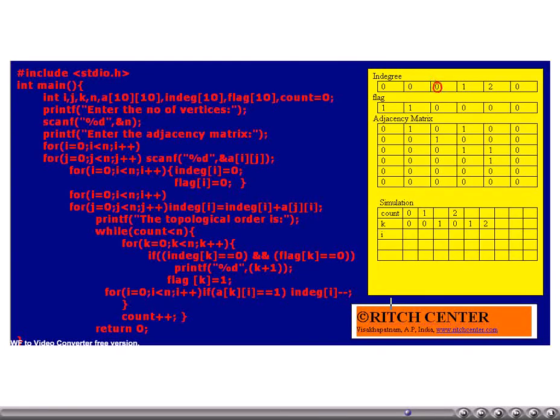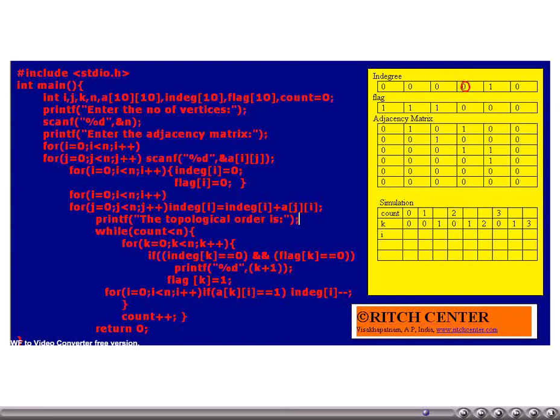Now again, we traverse the in degree array. We find the third node, rather say index 2, whose in degree value is 0. So we set its flag value as 1 and we traverse that row, the third row, and identify its adjacent nodes, whose in degree values will be further reduced by 1. Again, the counter value will be incremented by 1.